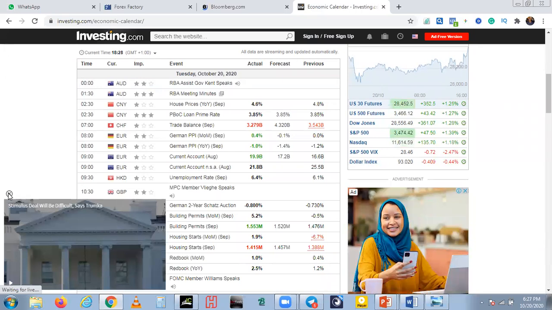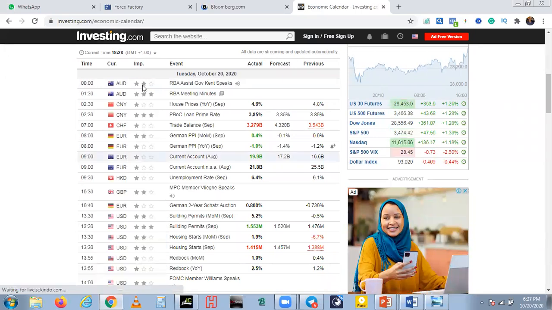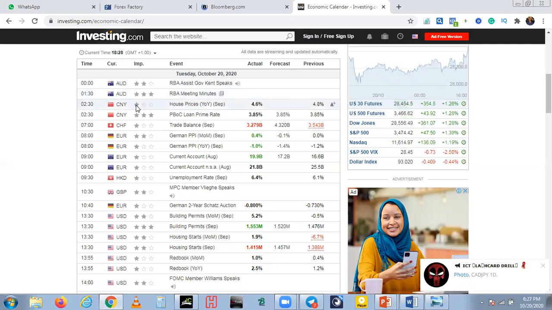Let me take this out. These are the news for today. So when you see two star is semi-impact, just like the Forex Factory. Forex Factory is orange. It's going to show you orange file. This one is semi-impact. This is high impact. This is semi-impact, high impact. As at this time, semi-impact, high impact, semi-impact, high impact. So these are the currency pairs, and this is what are happening.